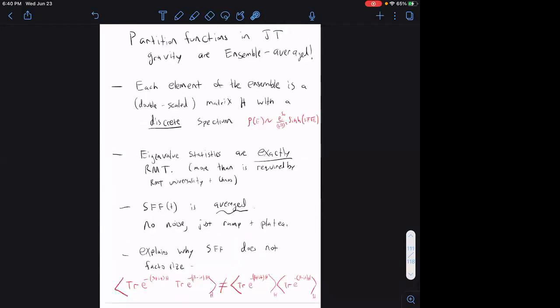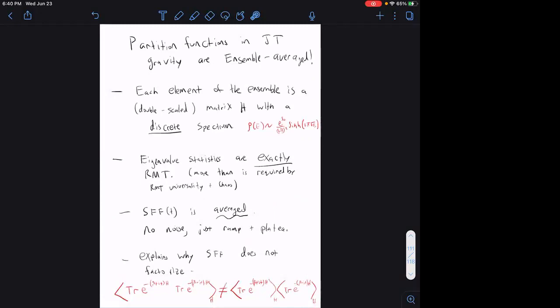Okay, so maybe I have to stop here and say: this fact that the path integral for JT gravity gives answers for partition functions which look like ensemble averages is surprising from the point of view of ordinary AdS/CFT.